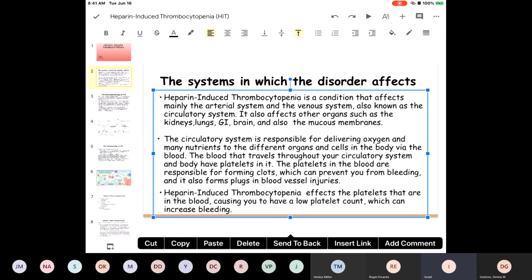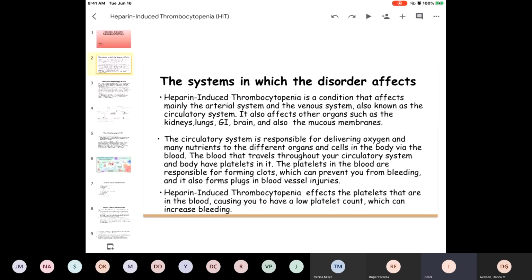The blood then travels throughout the circulatory system and body and has platelets in it. The platelets in the blood are responsible for forming clots, which can prevent you from bleeding, and they also form plugs in blood vessel injuries. Heparin-induced thrombocytopenia affects the platelets in the blood, causing you to have a low platelet count, which can increase bleeding.